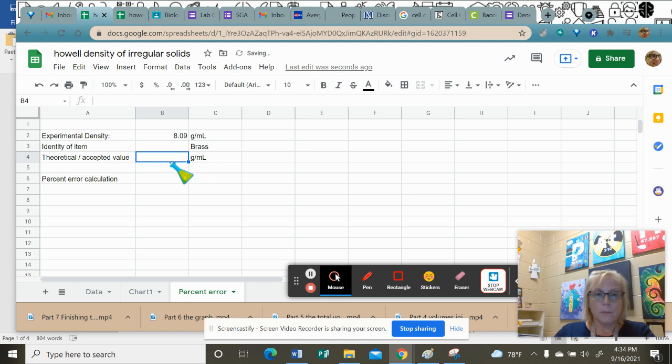comes from a known source. So what I'm going to do is put the theoretical values up on your Google Stream so that you can identify which one you have. But for brass, the theoretical value or accepted value is 8.5 grams per milliliter. Now down here, I want to do my percent error calculation.